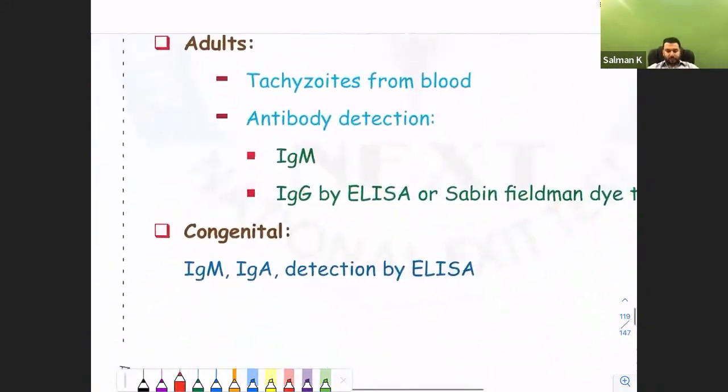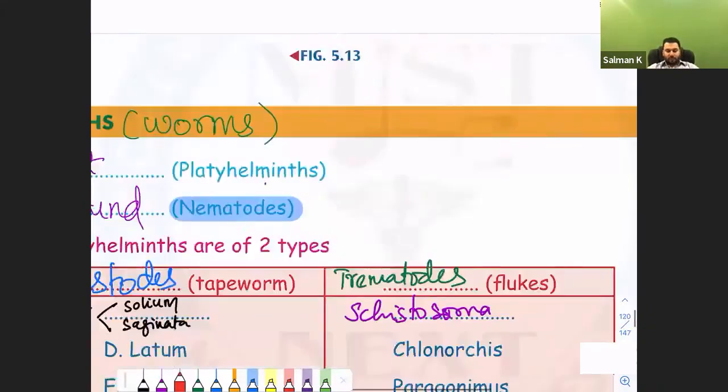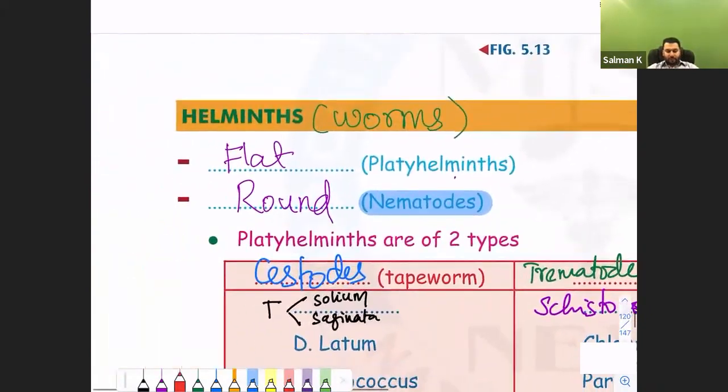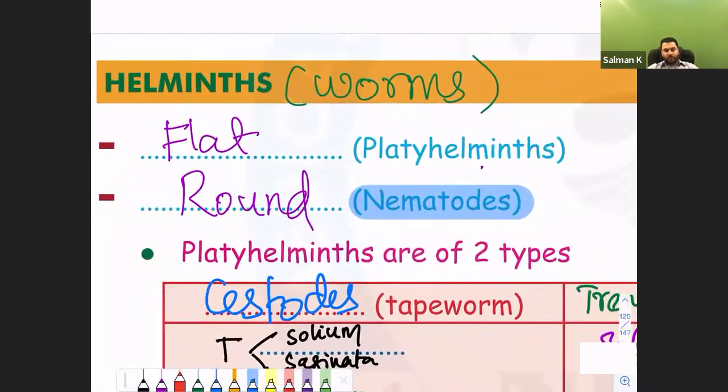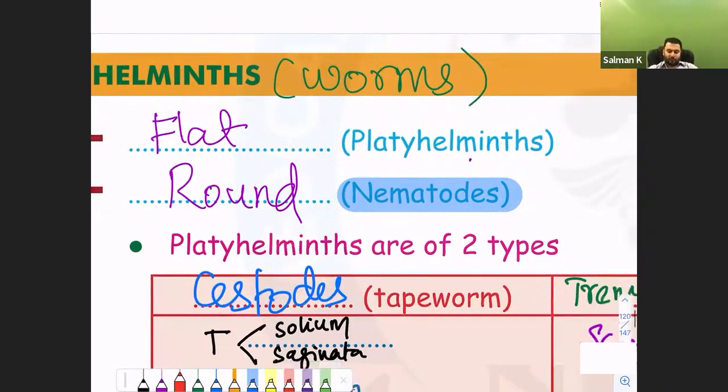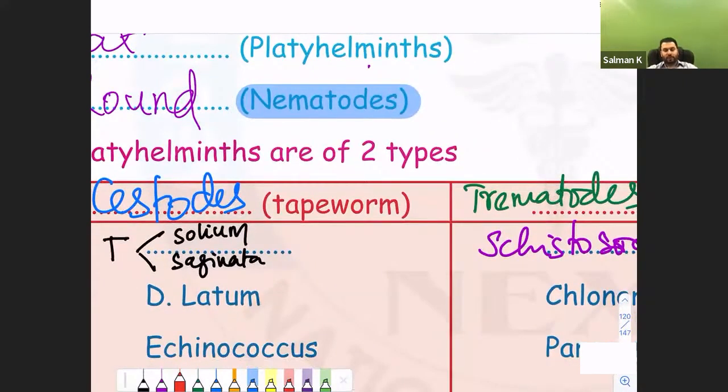Next, moving to the worms. All of you can have a look at the two types of worms now, flat and round worms. These are the two types of worms. Round worms are called nematodes. Round worms are simply called by the name of nematodes, right? So that is something that you should know. Flat worms rather are called cestodes and trematodes.